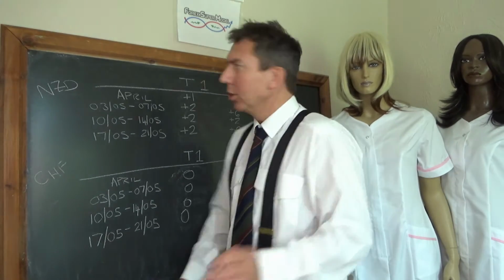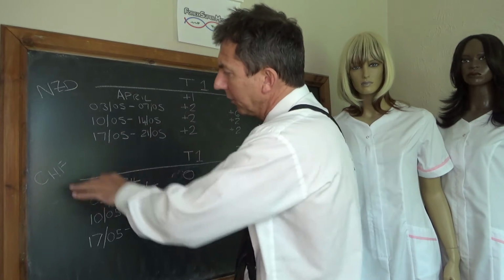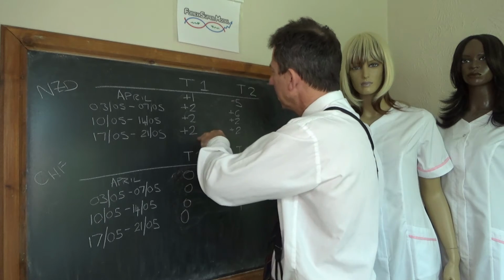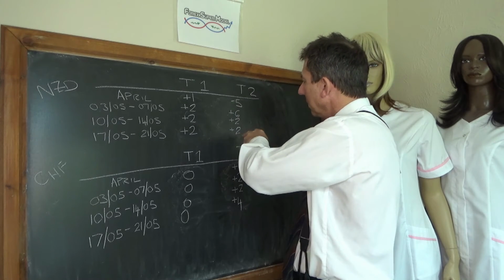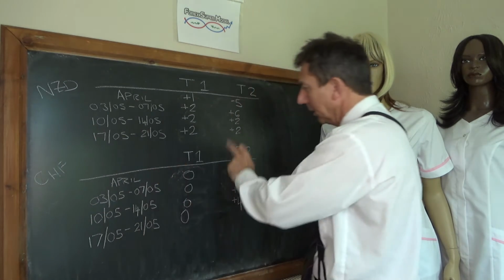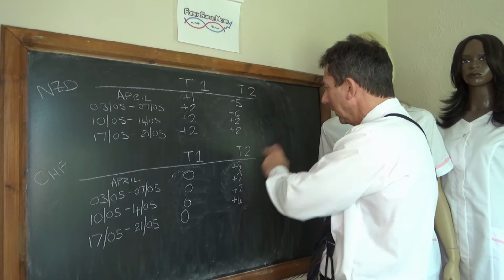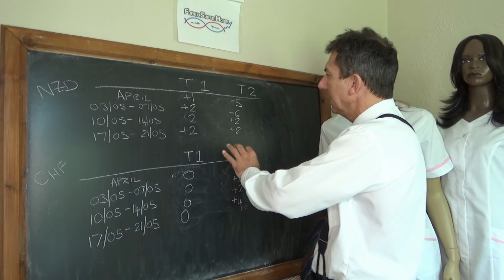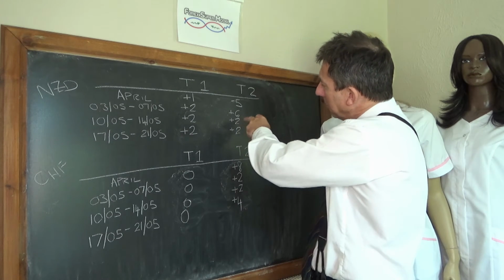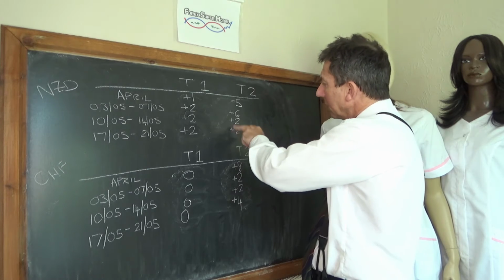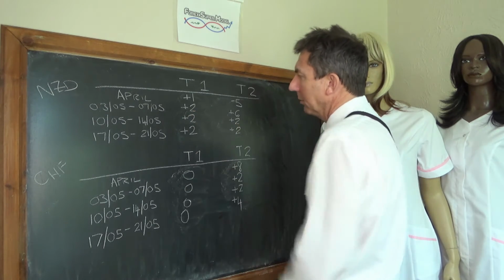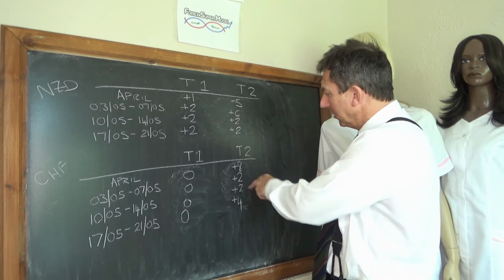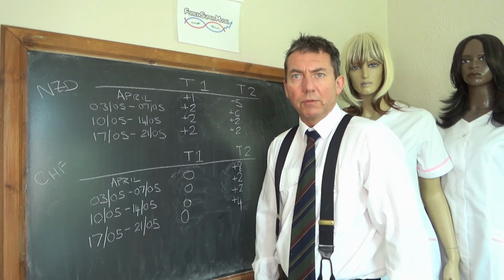Last two coming up. Right, last two, NZD, New Zealand dollar, CHF, Swiss franc. Right, New Zealand dollar, tier 1 plus 1, plus 2, plus 2, plus 2. Tier 2 minus 5, plus 6, plus 2, plus 2. Right, Swiss franc, 0 all the way for tier 1, and tier 2 plus 8, plus 2, plus 2, plus 4. So New Zealand dollar then, improvement initially in May, starting to roll over a little bit, and neutral to slightly positive on the tier 1. CHF, neutral all the way on tier 1, and just consistently positive for the Swiss franc.